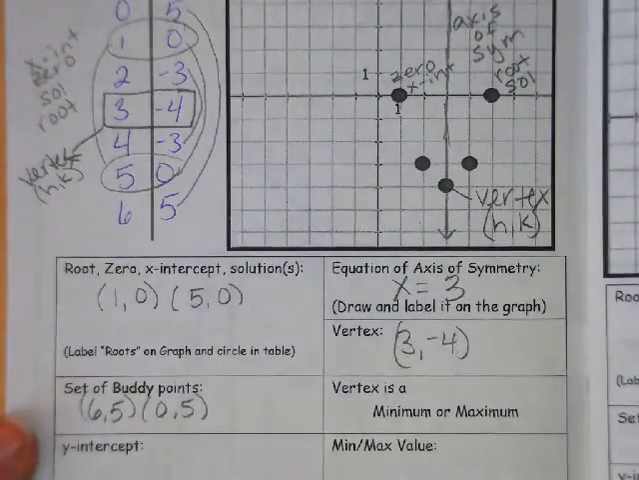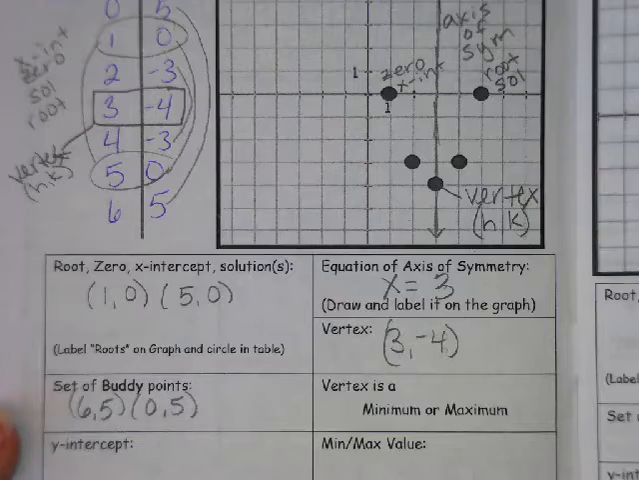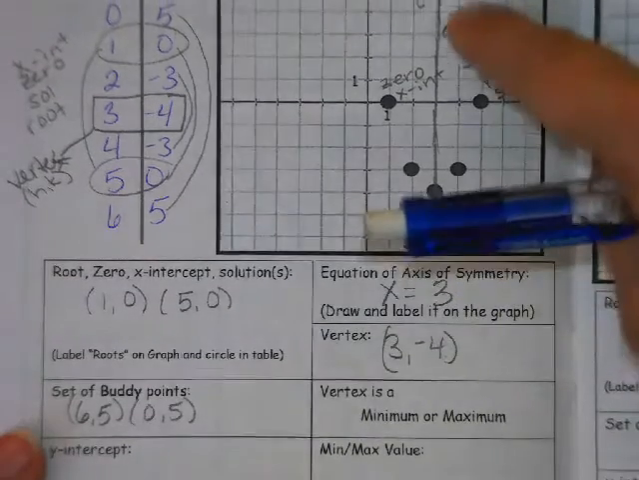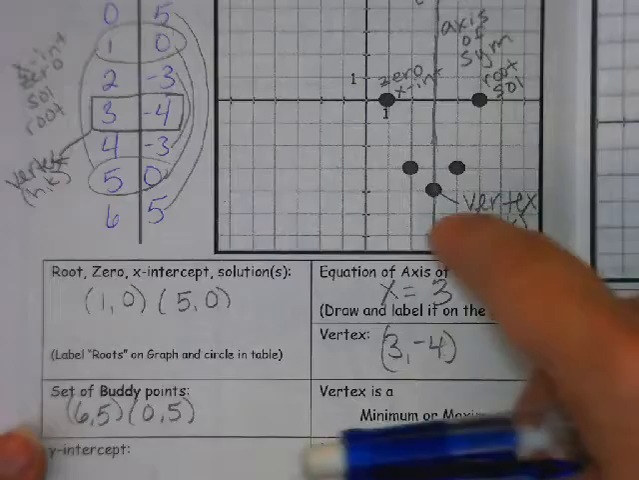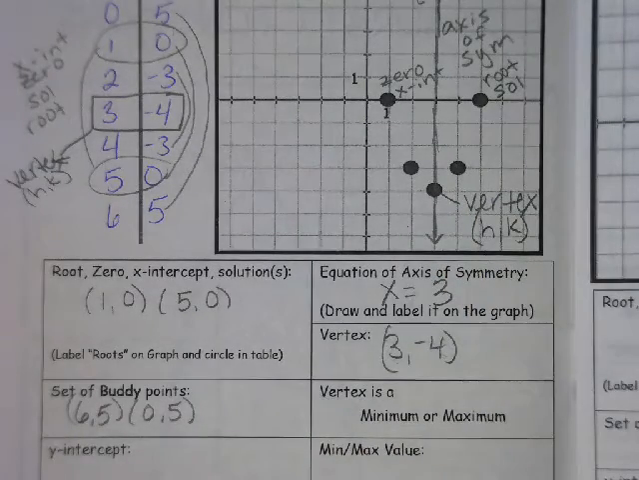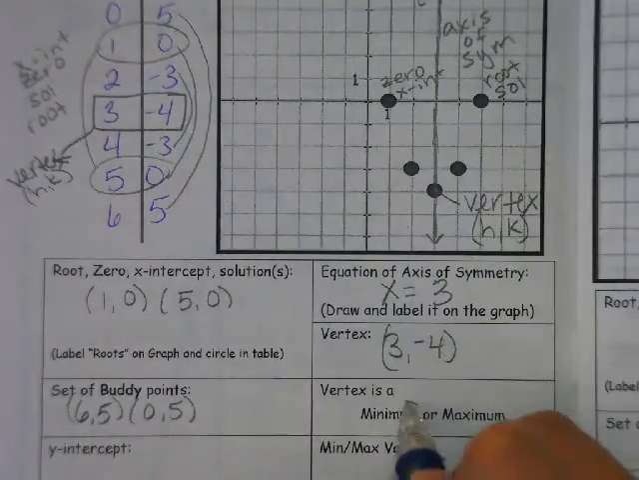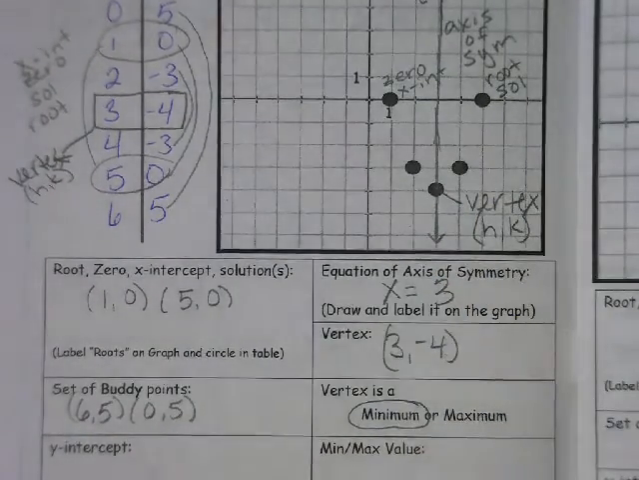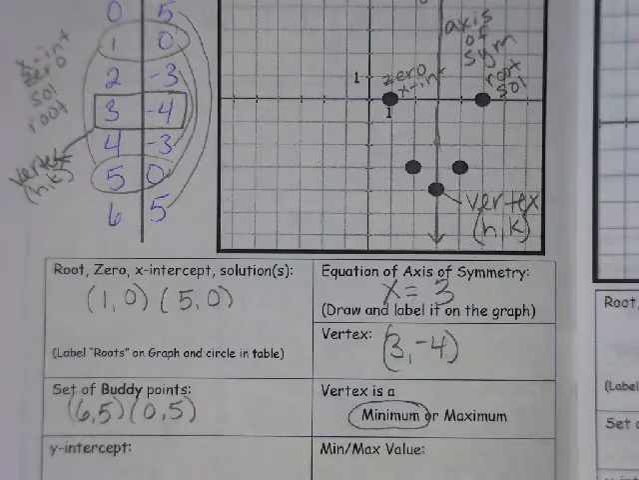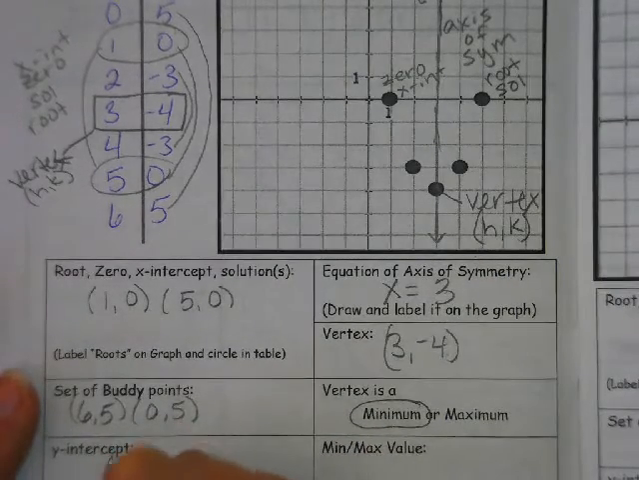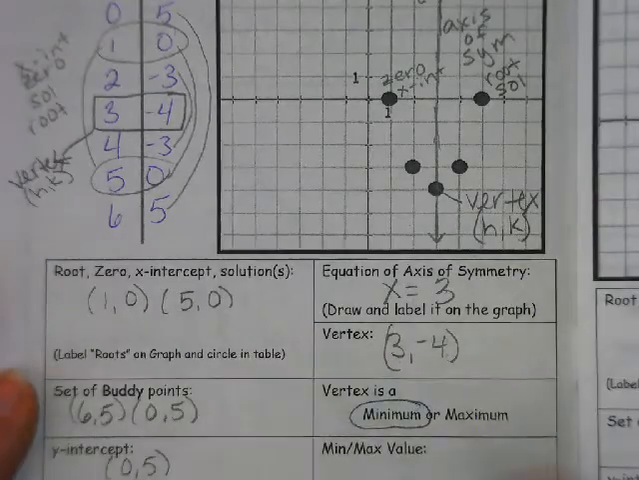Now, we talked about vertex is either a maximum or a minimum. If it's a maximum, it's the highest point. If it's a minimum, it's the lowest point. What do you think here? This is a minimum. Okay. What's the y-intercept? (0, 5). We already noticed that. Okay.